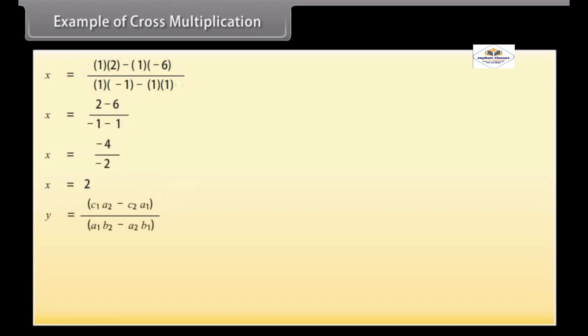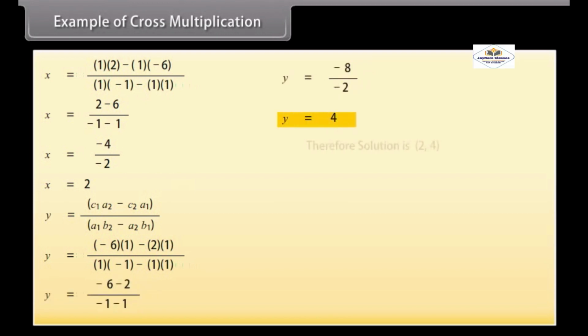y is equal to (c1a2 - c2a1) / (a1b2 - a2b1). Now by substituting the values we get y = (-6 × 1 - 2 × 1) / (1 × (-1) - 1 × 1). By calculating we get y = 4. Therefore the solution is (2, 4).